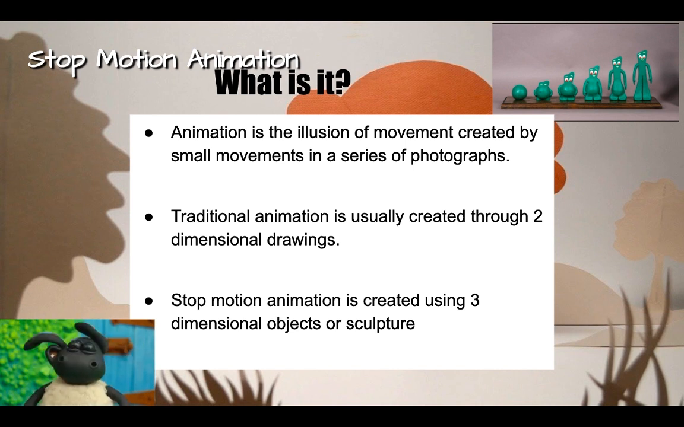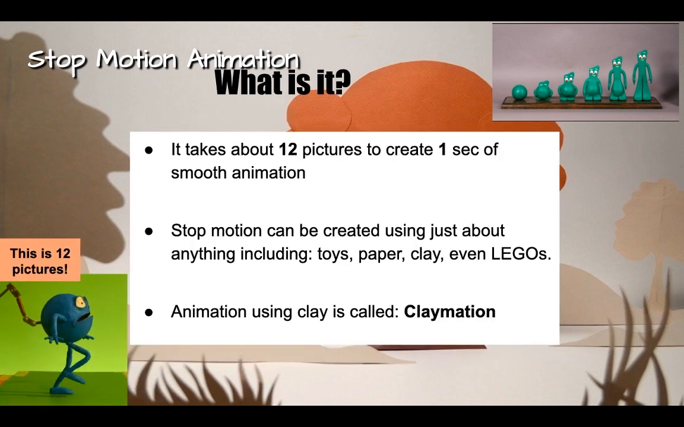Now, your traditional animation, like your cartoons or anime, is usually created through two-dimensional flat drawings. Stop motion, on the other hand, is created by using three-dimensional objects or sculptures, sometimes made out of clay or wire, or you could even use toys.